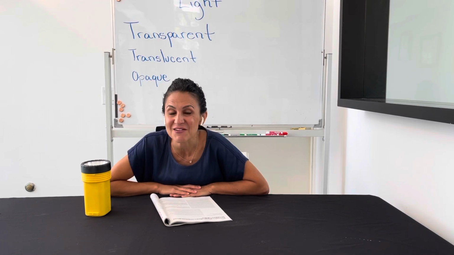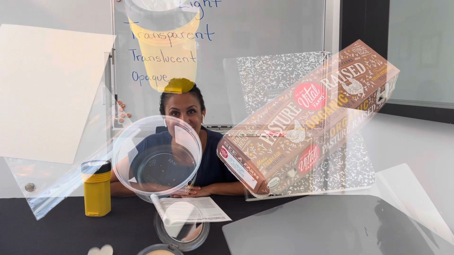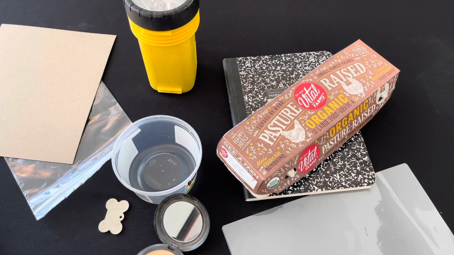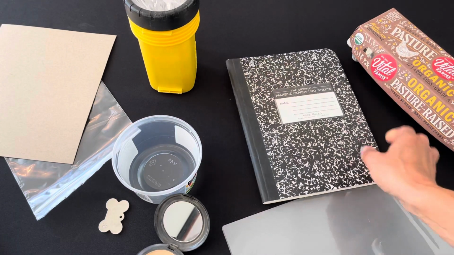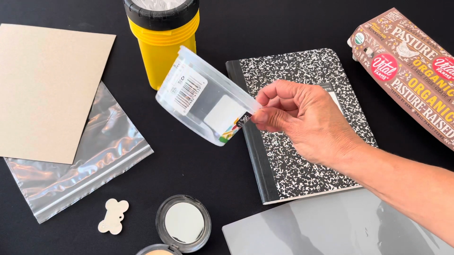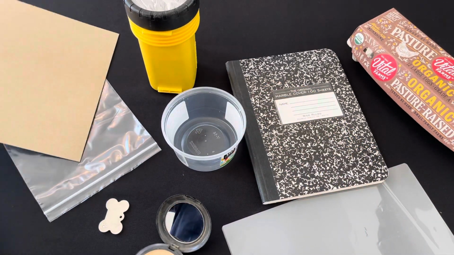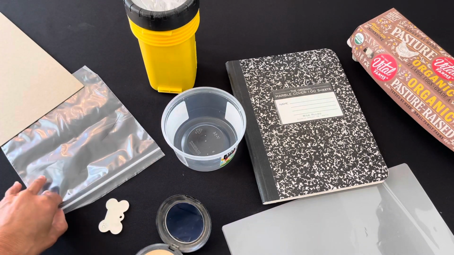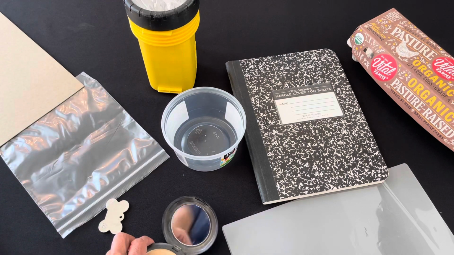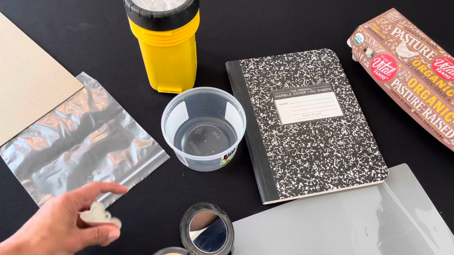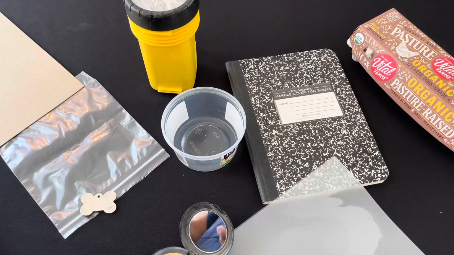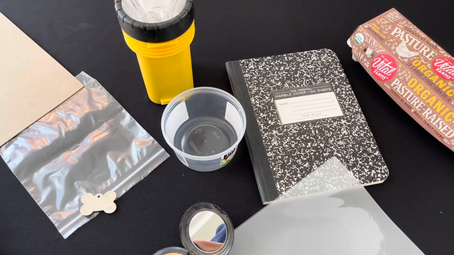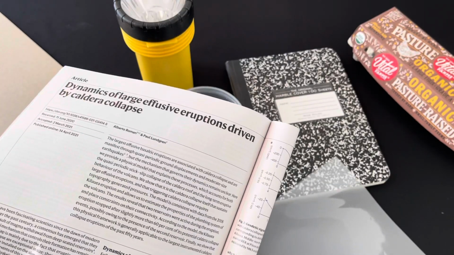Let me show you the materials I have found around my house that I'm going to test today. For this lab, I went around my house finding different items that I could use to test. I have an empty egg carton, I have a science journal, an empty plastic container, a piece of cardboard, a plastic bag, a mirror, my dog's dog tag, a plastic laminating sheet. I will also need a flashlight and a piece of paper with some words on it that you are able to read.